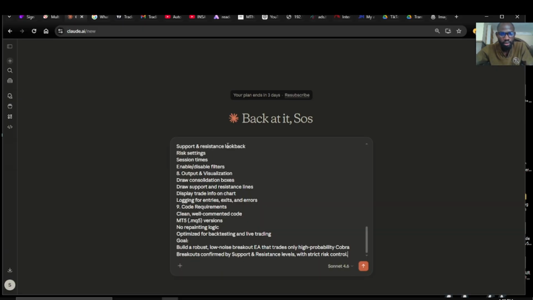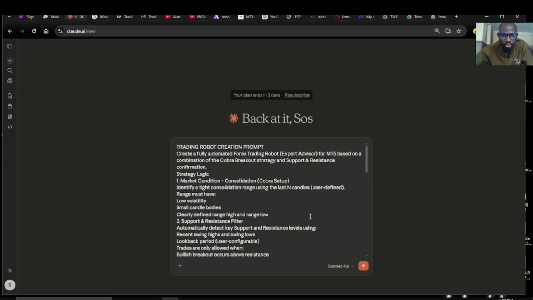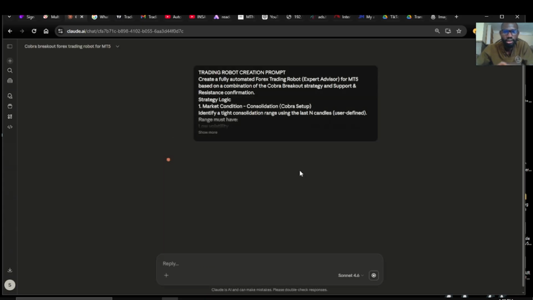So now let's paste our prompt. So this is our prompt. Then we click on enter. So now we are going to wait and see what the AI is going to generate for us.